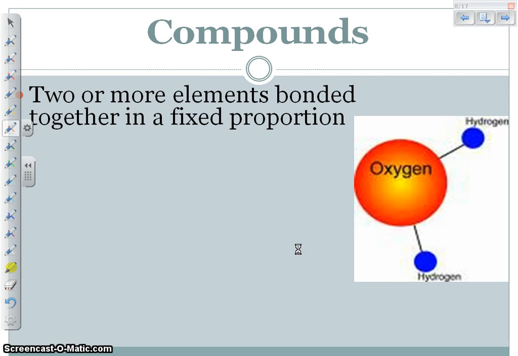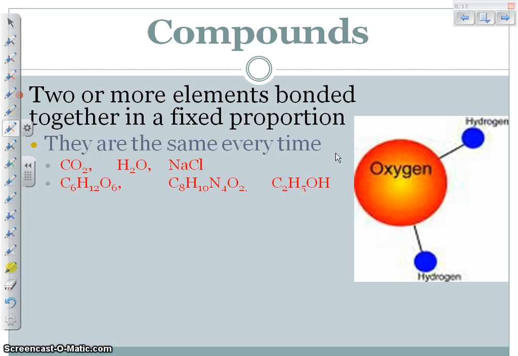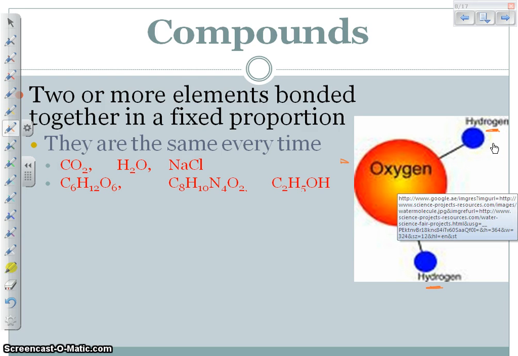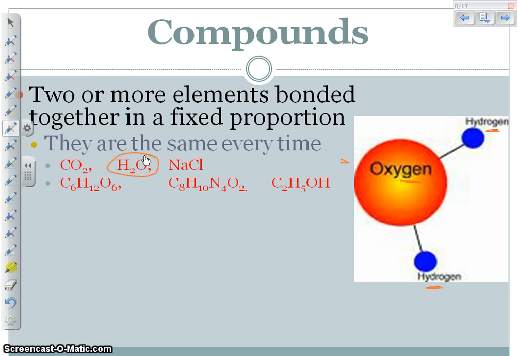Compounds, on the other hand, are when we have two or more elements bonded together in a fixed position, and this is where your water comes into play. Every single time we have a molecule of water, it is going to come out with two hydrogens and 1 oxygen. Okay, every single time. So that guy's right here, water.